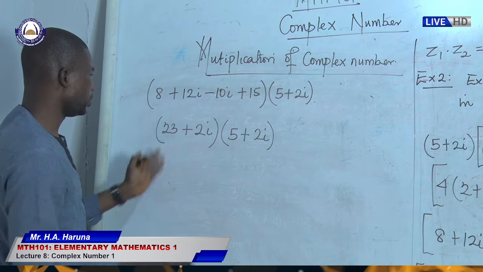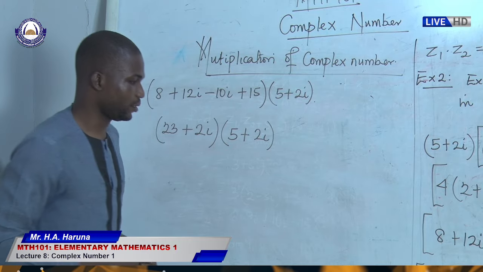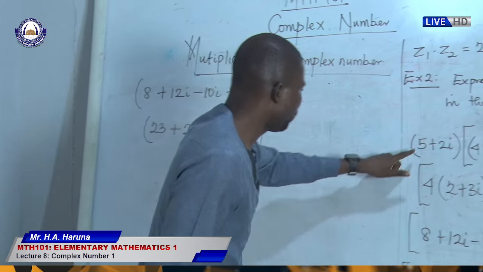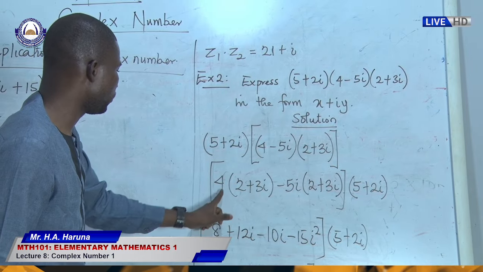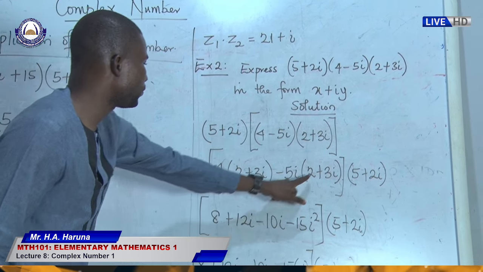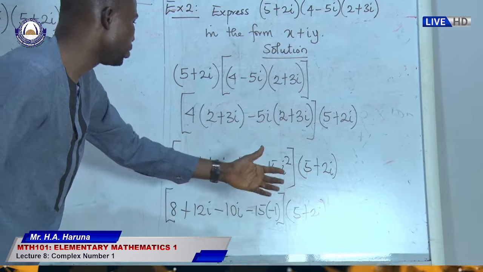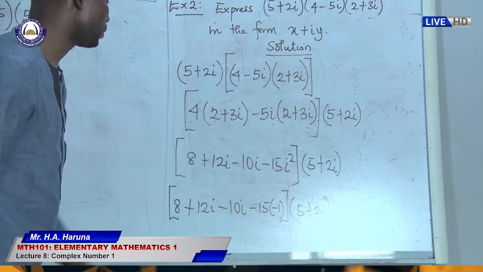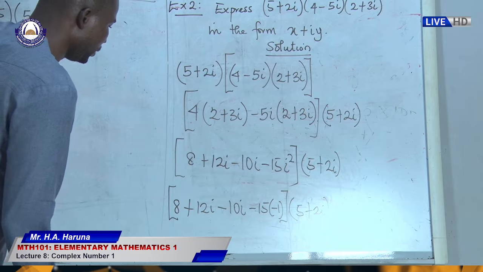Now we can multiply this. So doing this means we still do the distribution. Let's go over it again and see that we're doing the right thing. 4 times 2 is 8, 4 times 3 is 12, 5 times 2 is 10, 5 times 3 is 15. Okay, i squared is minus 1. So when you multiply that, you have positive 15. So we are doing the right thing.